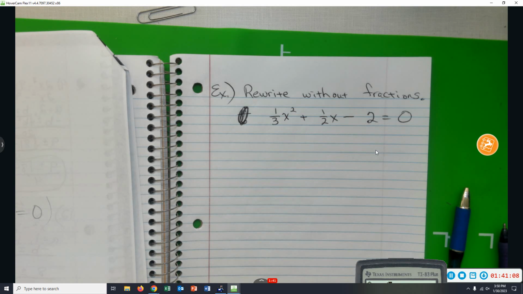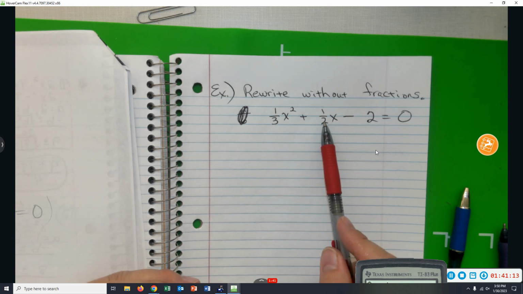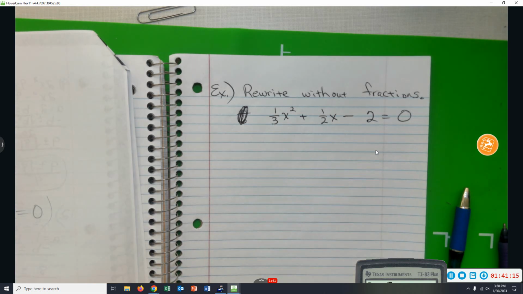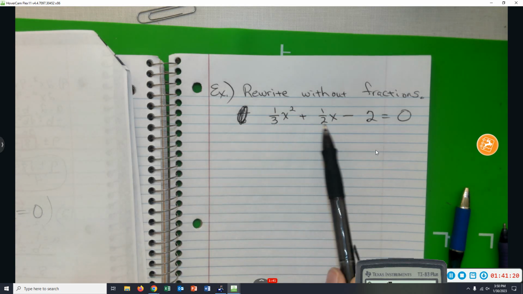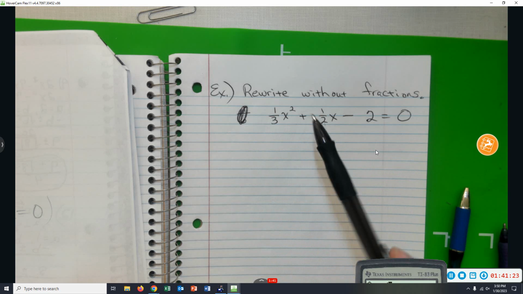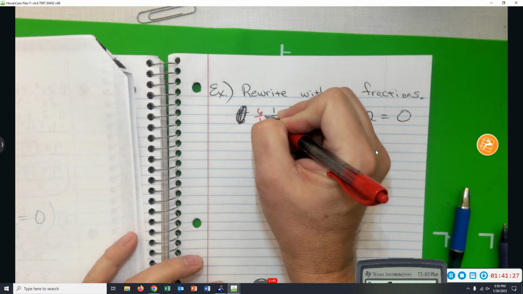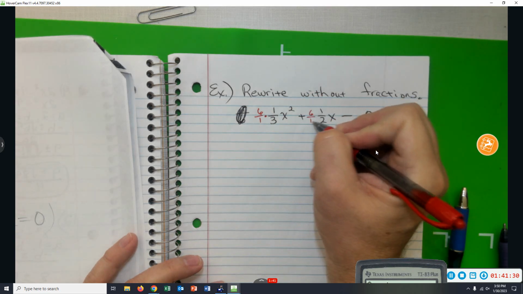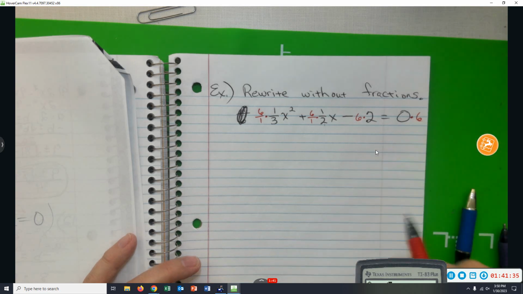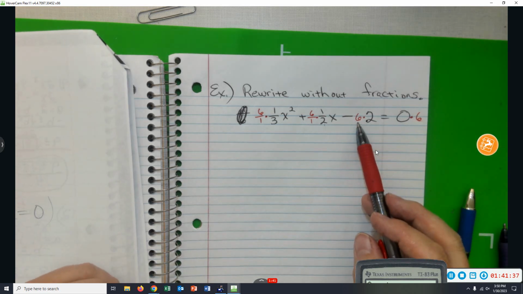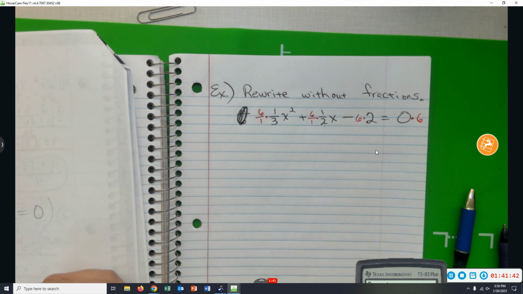I need to multiply through by something that 3 divides evenly into and 2 divides evenly into. 6, the least common multiple. 2 times 3 is 6. Multiply by 6. I should have written it as 6 over 1, but I just write it as 6 there. If I'm multiplying an integer, I write it as an integer. If I'm multiplying a fraction, I write it as a fraction.